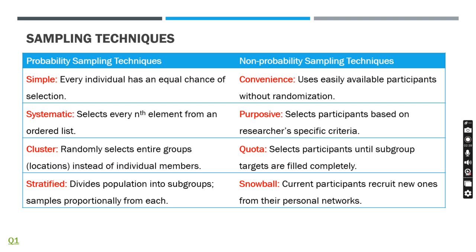For the non-probability sampling, we are going to use purposive sampling, because we want to determine the criteria. Okay, and also we're going to use quota sampling. Okay, because we are also going to have different subgroups, and for each subgroup we are going to collect a specific sample. This is with regard to the sampling techniques.